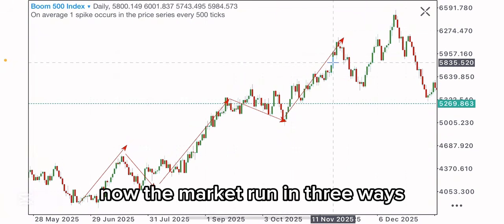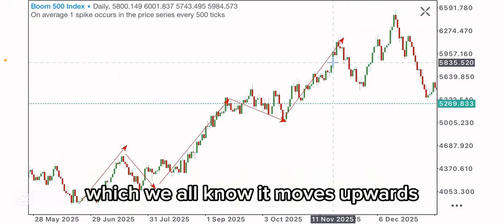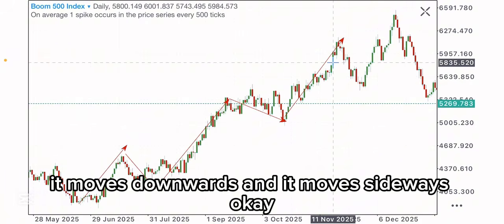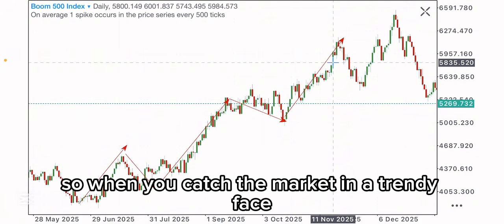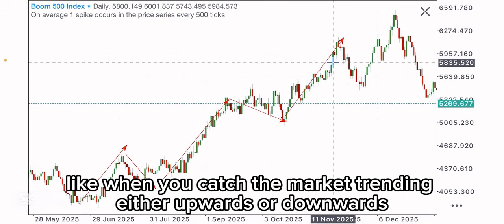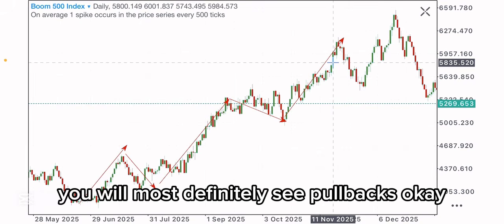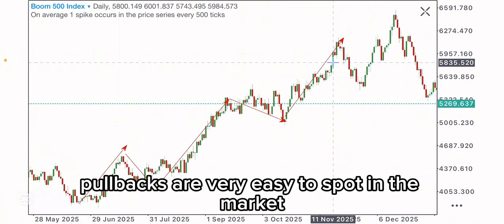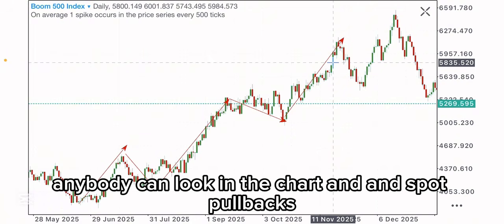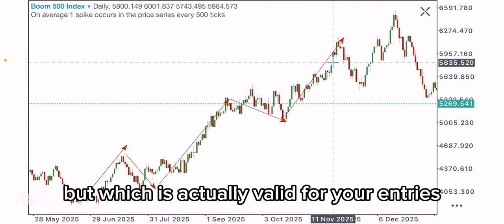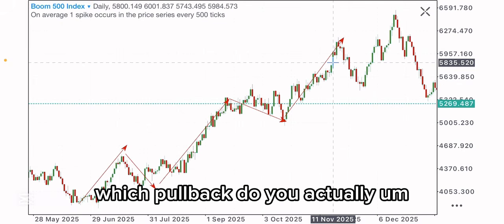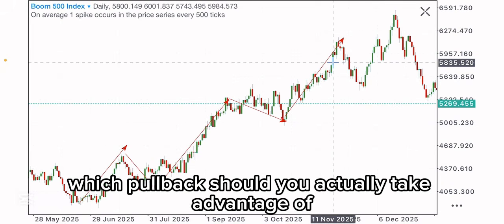Now, the market runs in three ways, which we all know. It moves upwards, it moves downwards, and it moves sideways. So when you catch the market in a trending phase, either upwards or downwards, you will most definitely see pullbacks. Pullbacks are very easy to spot in the market. Anybody can look at the chart and spot pullbacks, but which is actually valid for your entries? Which pullback should you actually take advantage of?